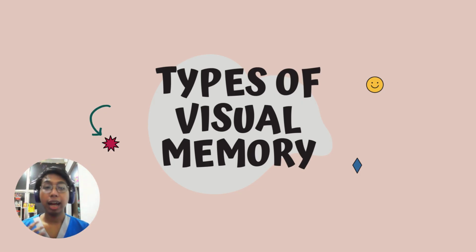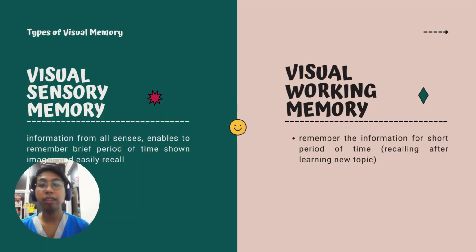So there are four types of visual memory that I would like to talk about, which are visual sensory memory, visual sequential memory, visual working memory, and also visual spatial memory. All right, let's start with visual sensory memory.